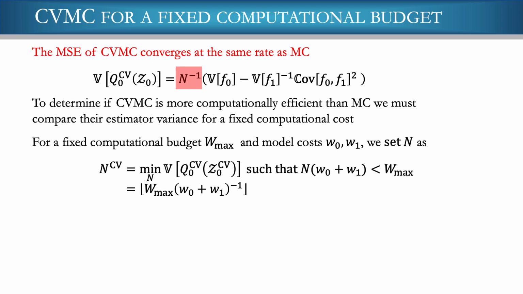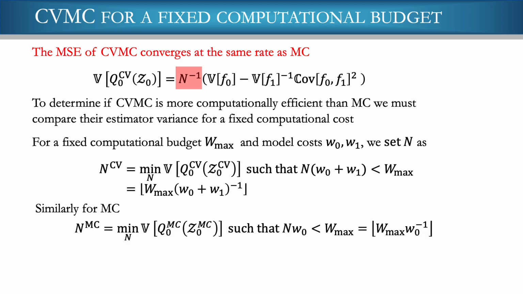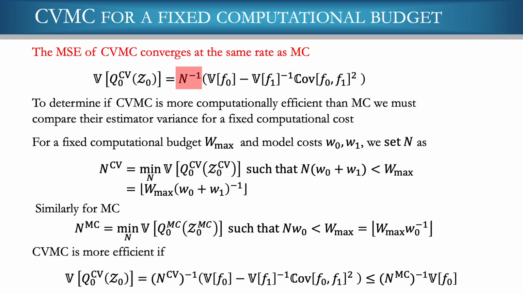We divide by the sum of the costs because for each sample in the set Z, we must evaluate both models. Similarly, the number of samples that minimize the Monte Carlo estimator variance is W max divided by the cost of evaluating only the highest fidelity model. Putting this all together, CV estimators are more accurate for a fixed computational budget when the inequality at the bottom of the slide holds. This inequality depends on the relative cost of each model and the correlations between the models.